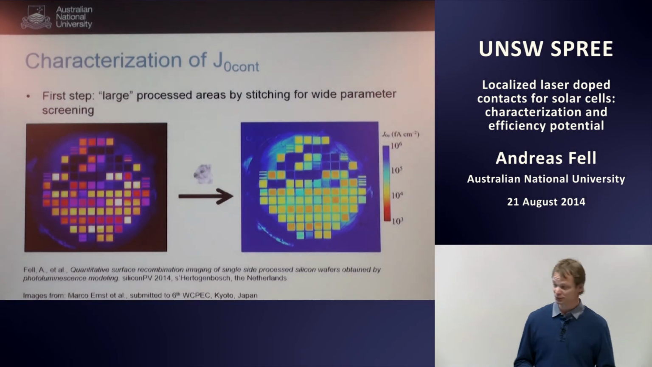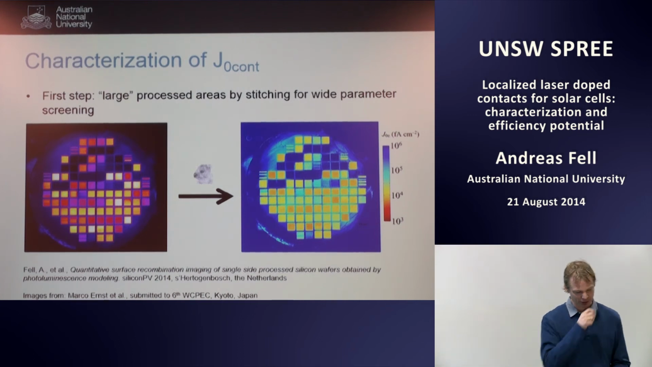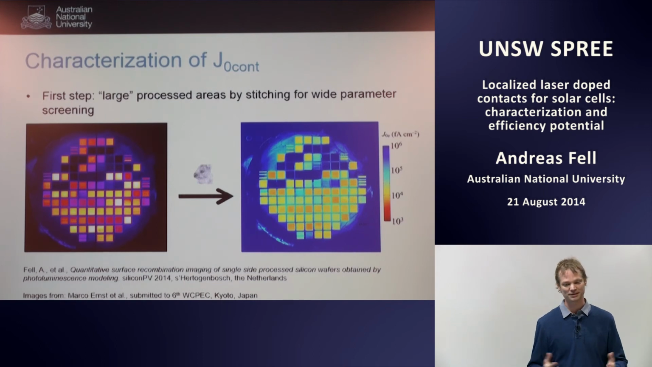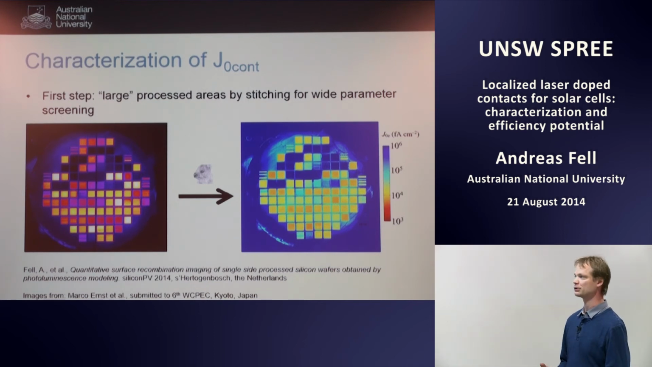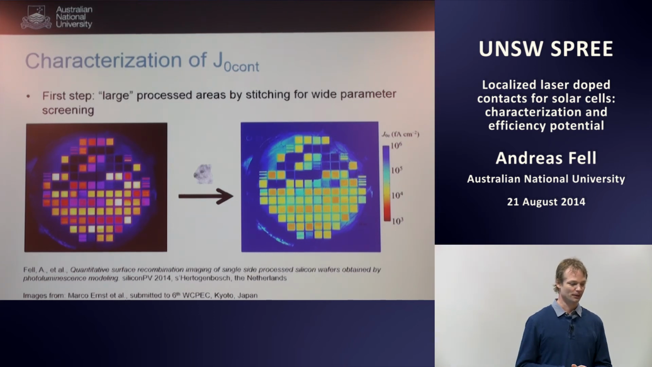So here's the first example of what we do. This is actually one step back, so it's not doing the localized thing. But because the localized characterization is a bit more effort, what we start with is actually large overlapped areas, because it's quicker, and if that doesn't work, you can be already sure that it doesn't work when you do it localized. So what we do is we create plenty of boxes on a 4-inch wafer by overlapping laser features.